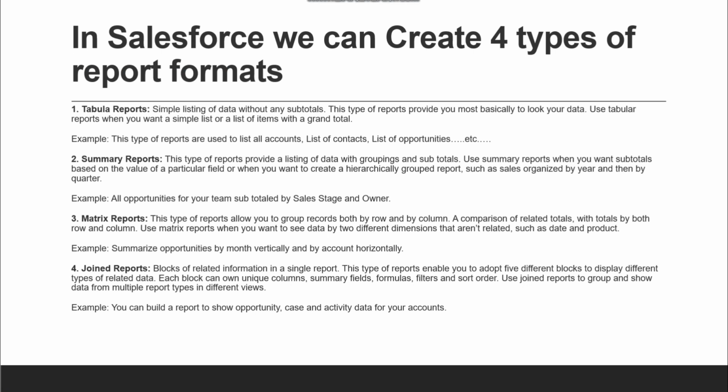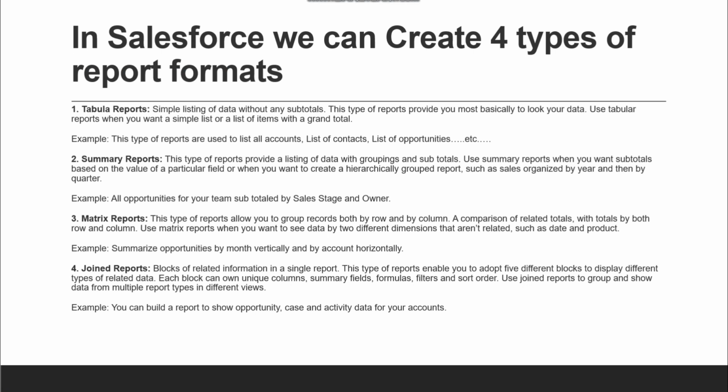Second is the summary report. This type of report provides a listing of data with groupings and subtotals. Use a summary report when you want subtotals based on the value of a particular field, or when you want to create a hierarchical group report, such as sales organized by year and then by quarter. It will make a group of data and a subtotal of it. For example, all opportunities from your team subtotaled by sales stage and by owner.